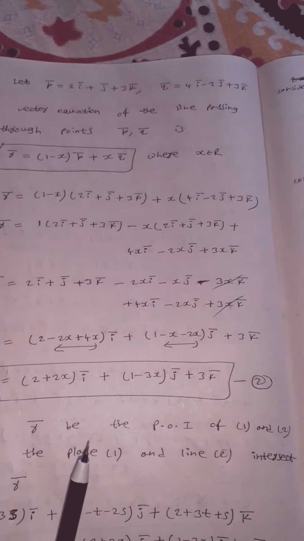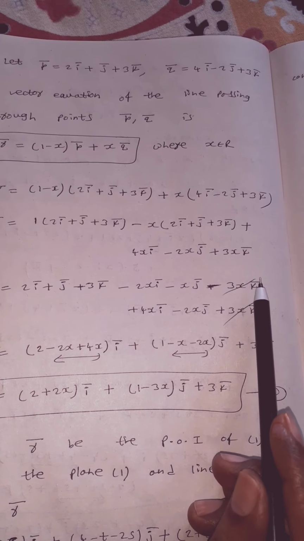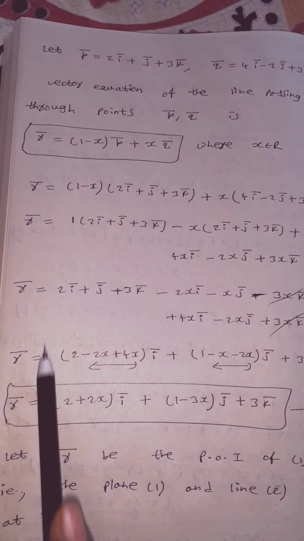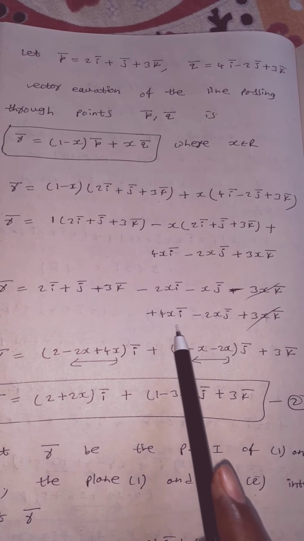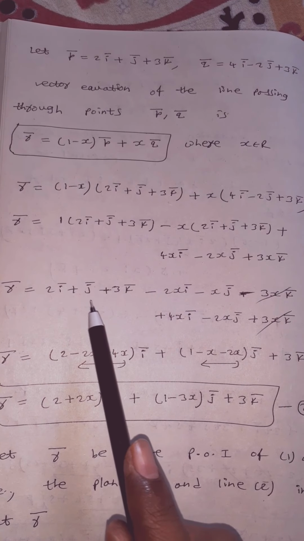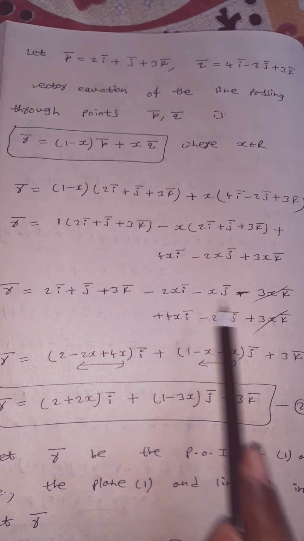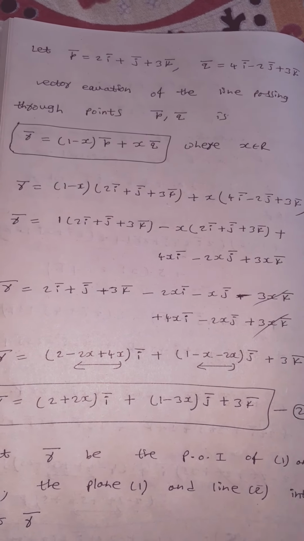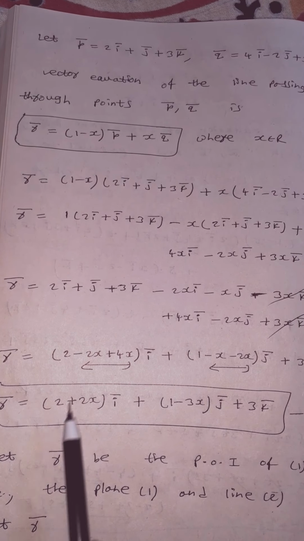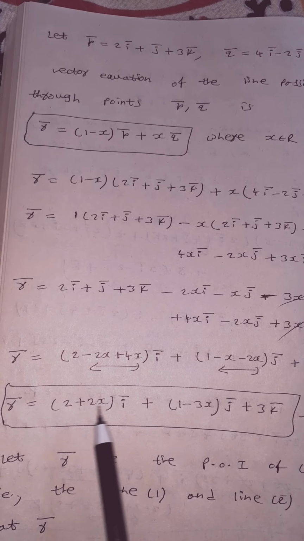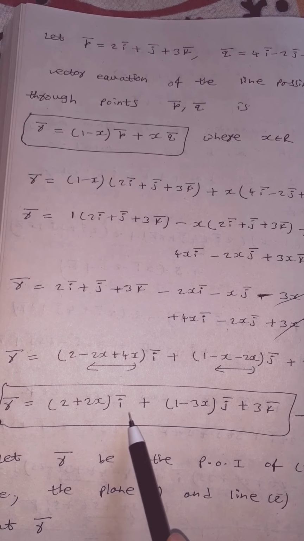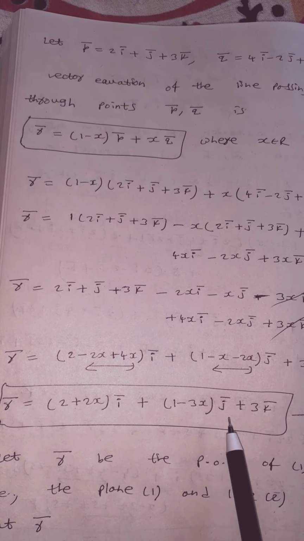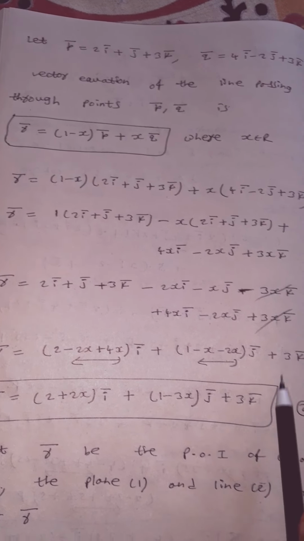Now write i bar, j bar, k bar terms separately. Before that, minus 3x k bar plus 3x k bar cancel, children. So i bar terms: 2, next minus 2x, next plus 4x i bar, plus j bar terms: 1 minus x minus 2x, children, plus the remaining term, k term is 3k bar. So here write 2 as it is. So minus 2 plus 4 is plus 2x, children. Next into i bar, plus, I wrote 1 as it is. So minus 1 minus 2 is minus 3, children. Minus 3x into j bar plus 3k bar.